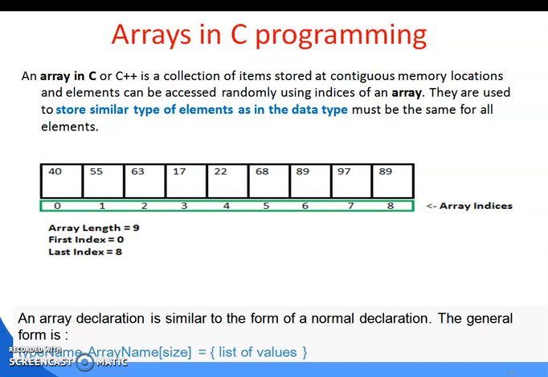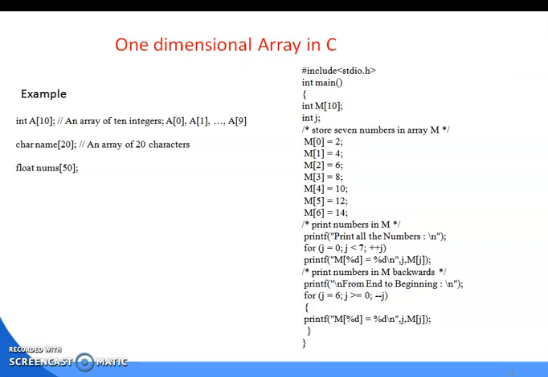That means when you declare an integer type array, you are not allowed to store float values, right? So here the array length is 9, the first index is 0, the last index is 8, and the values are stored in the array. An array declaration is similar to a normal declaration, and the general form is type, array name, size, list of values. So these are the type, the array name, and the list of values. And these are examples of a one-dimensional array.